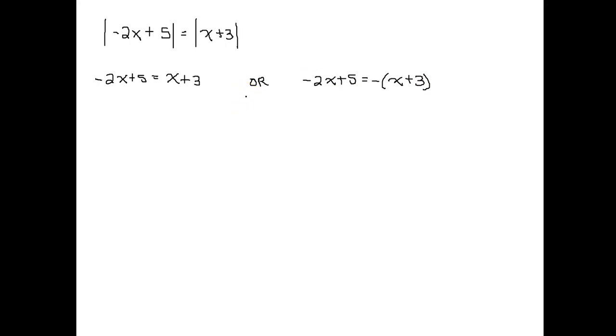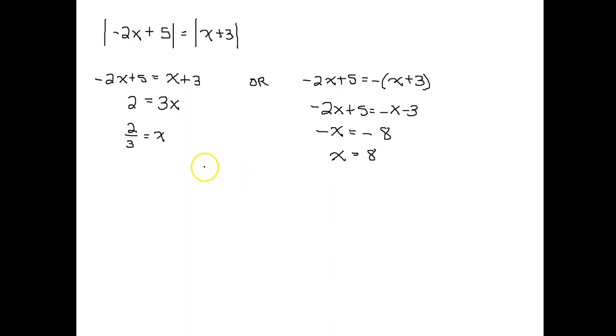All right, solve each scenario. In this one, I'm going to add 2x to both sides, subtract 3 from both sides, then divide by 3 on both sides. In this one, I'm going to distribute my negative on the right there. I'm going to add x to both sides, subtract 5 from both sides, then multiply or divide both sides by -1. And there's my answer for that one. Okay, so my solution set would be 2/3 and 8.